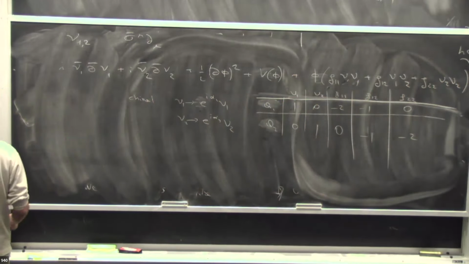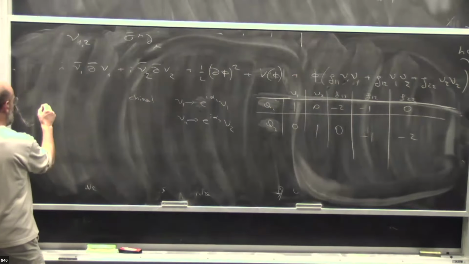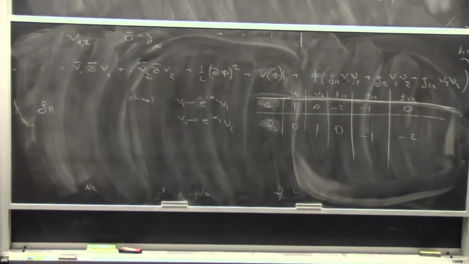Now let's play the game here. Let me give you an example of how to build an object out of the others. Let's pick G11 as the one that we single out. What can we build that matches its quantum numbers? Let's see that, and then we take a 5 minute break. Is that okay?